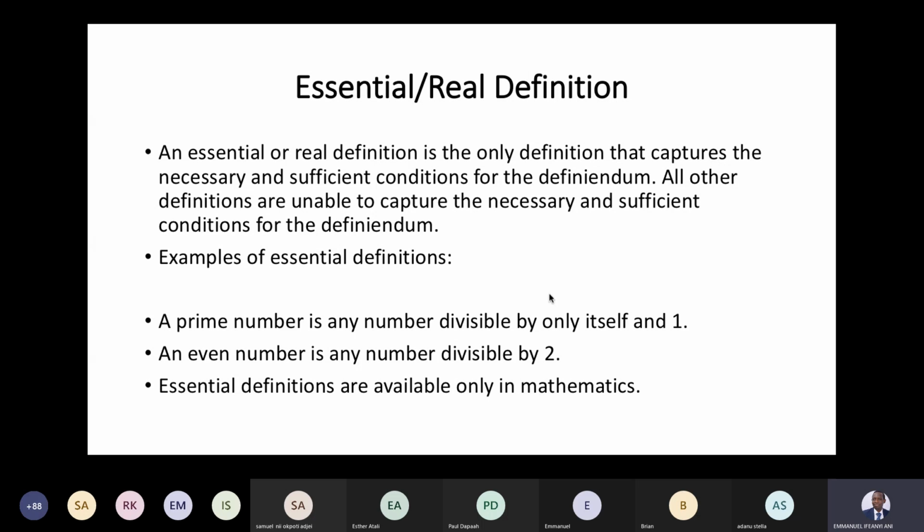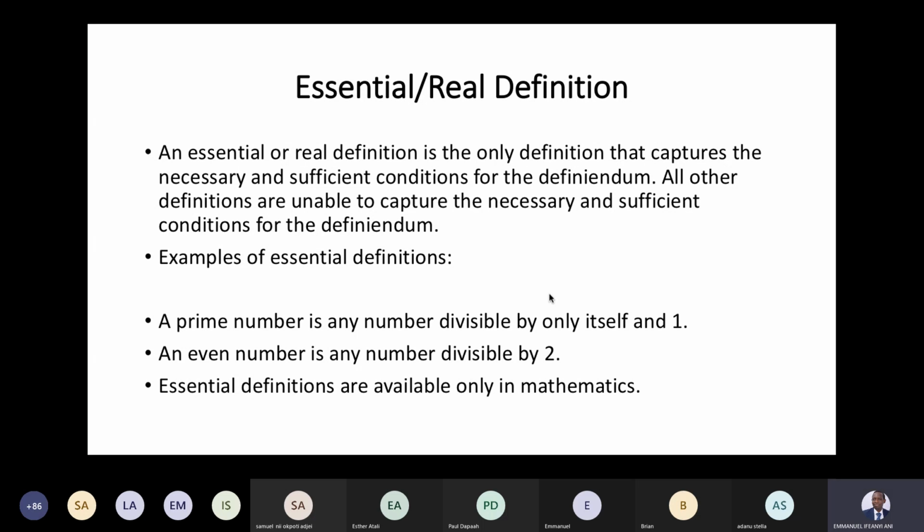Let's look at the second example. An even number is any number divisible by 2. Any number divisible by 2 is an even number. So once you divide a number by 2 and there's no remainder, then that's an even number. There is no way you divide a number by 2 without remainder, and it is not an even number. So the definiens provides the necessary and sufficient conditions to give you the definiendum, and it cannot fail.